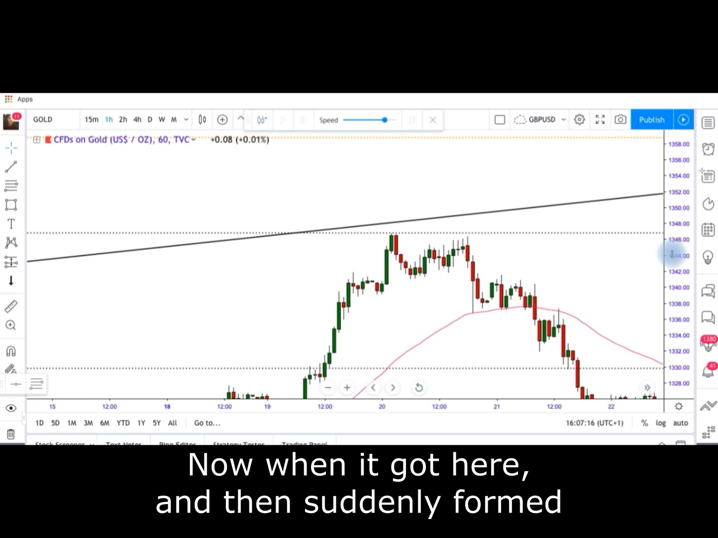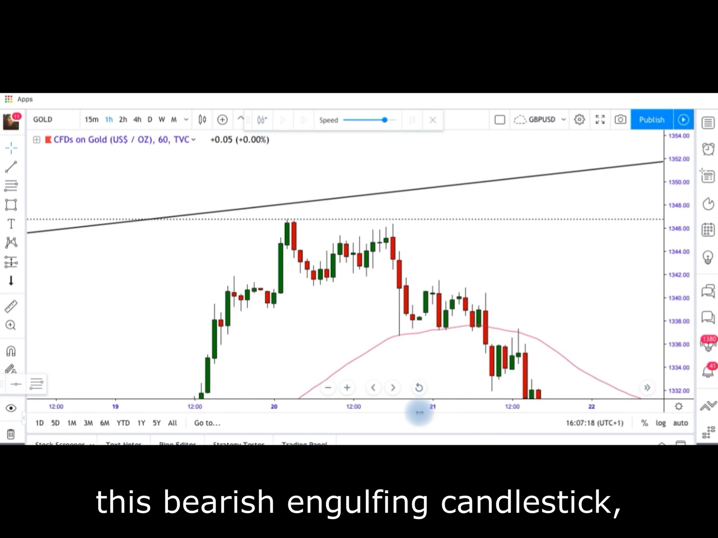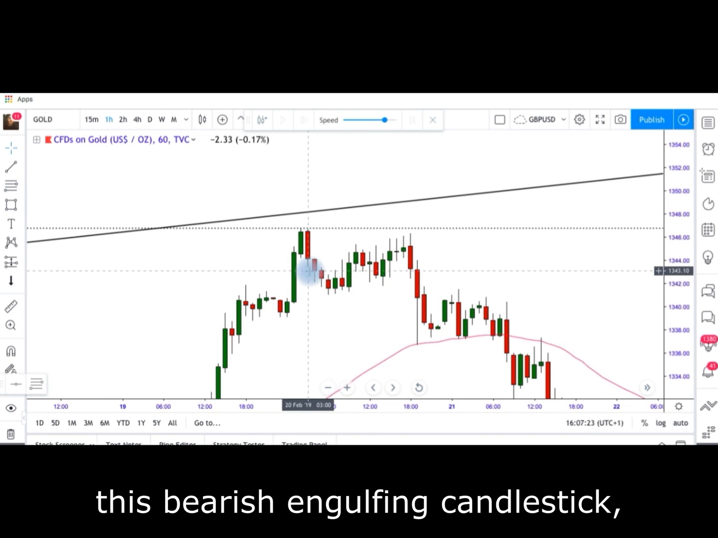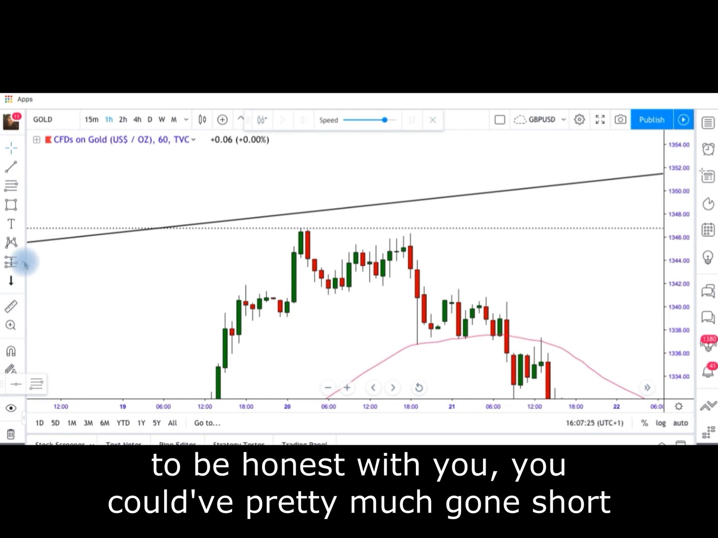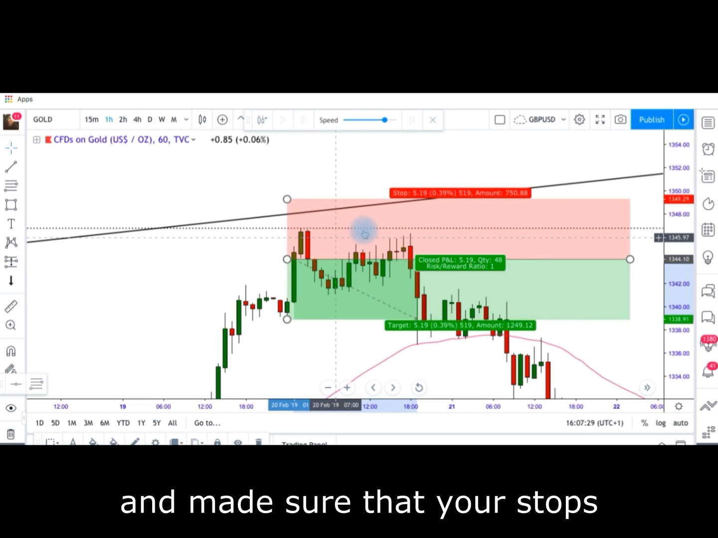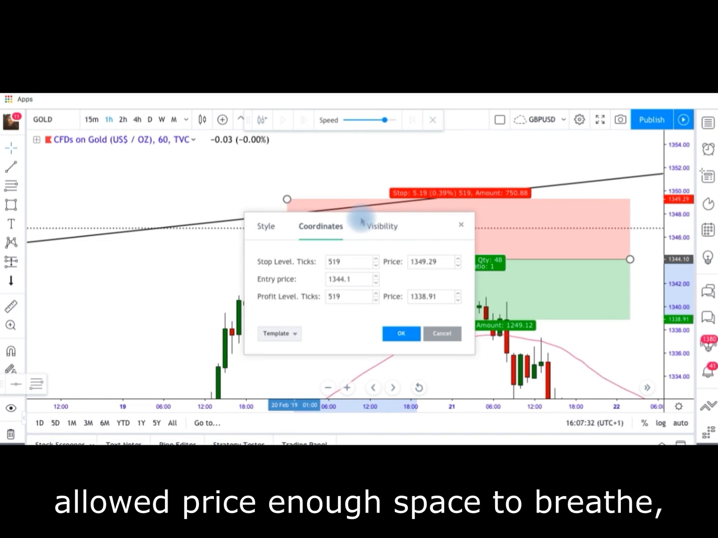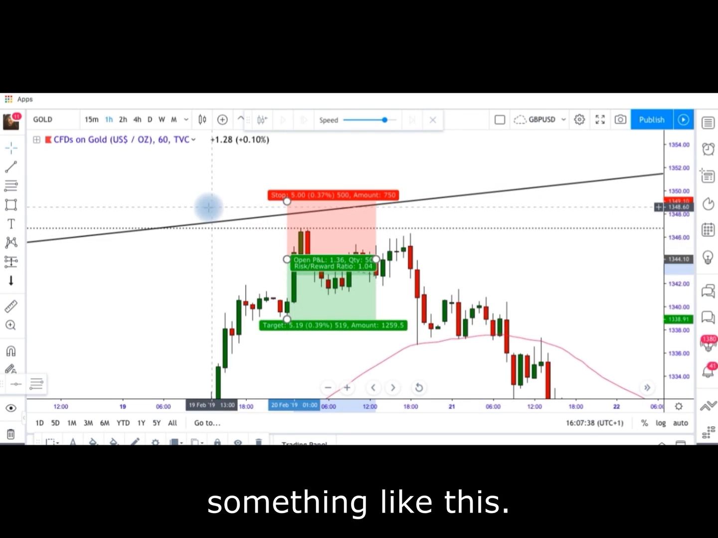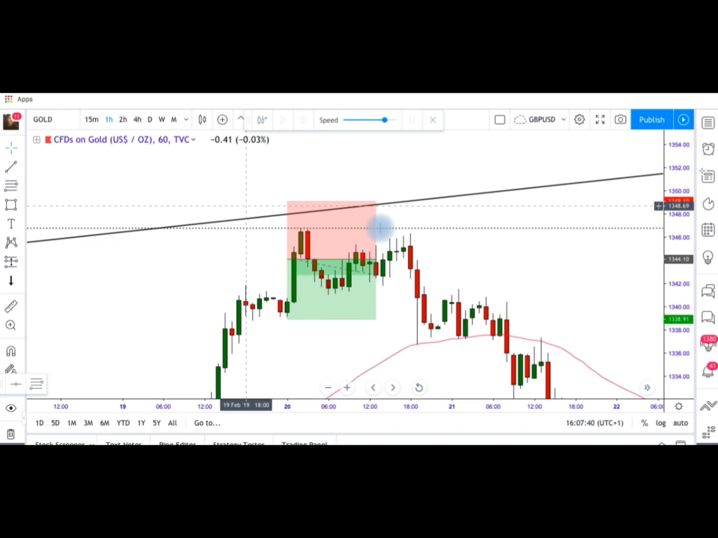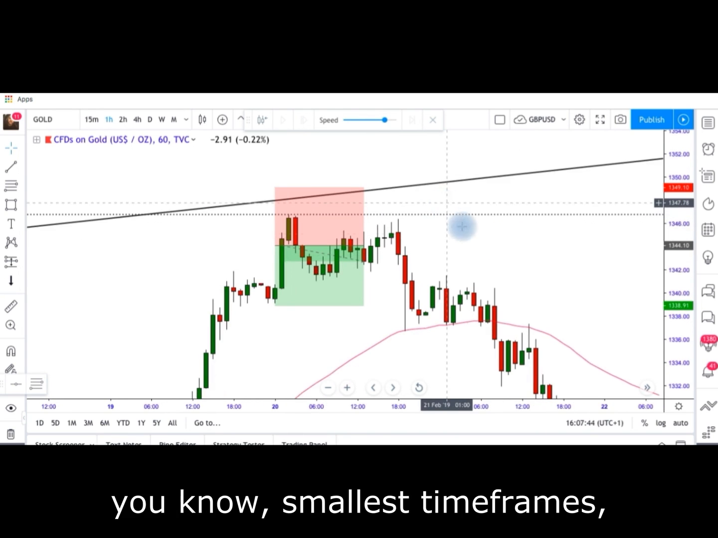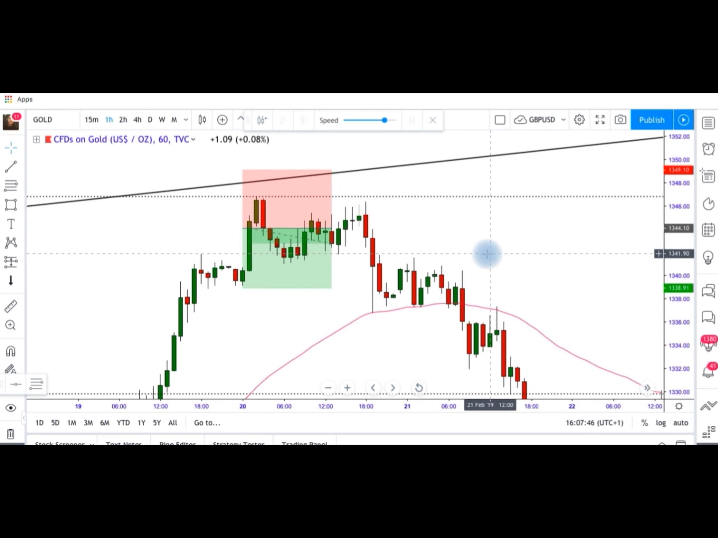Now when it got here and then suddenly formed this bearish engulfing candlestick, to be honest with you, you could have pretty much gone short straight off this point here. And made sure that your stops allowed price enough space to breathe. Something like this.